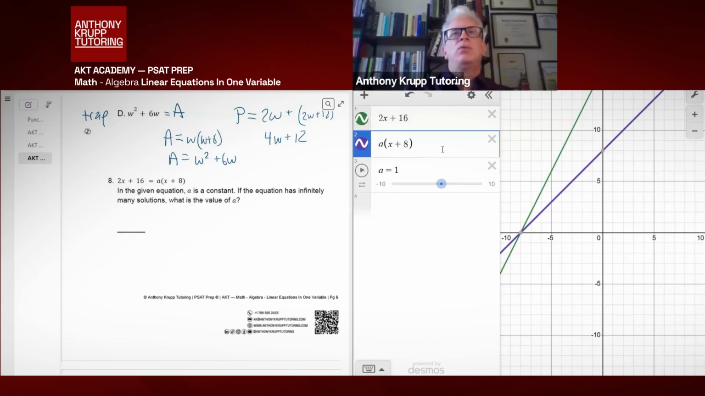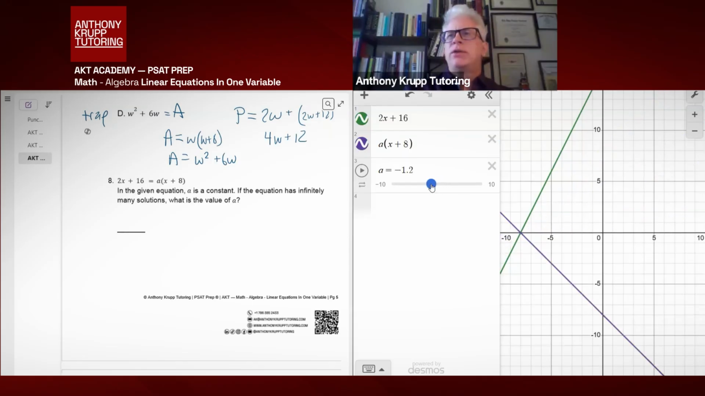They could ask you about having 0, or they could ask you about having infinitely many solutions. So for infinitely many, what's the value of A? Well, let's just start dragging A around. If I start dragging in this direction, it's not really doing what I want. Whoa, if I start dragging it in this direction, I am getting closer and closer here. Let's do this. Got to play with it a little bit.